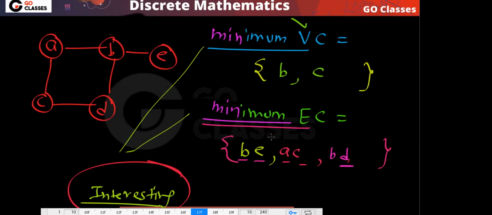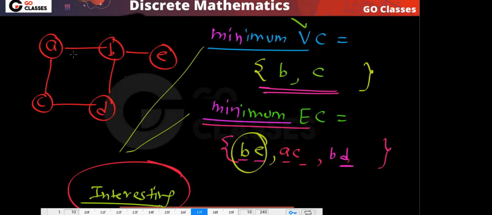So the minimum edge cover has size 3 and the minimum vertex cover has size 2. Is this clear, the concept of vertex cover and edge cover? In vertex cover, we find a set of vertices which will cover all the edges. In edge cover, we find a set of edges which will cover all the vertices.